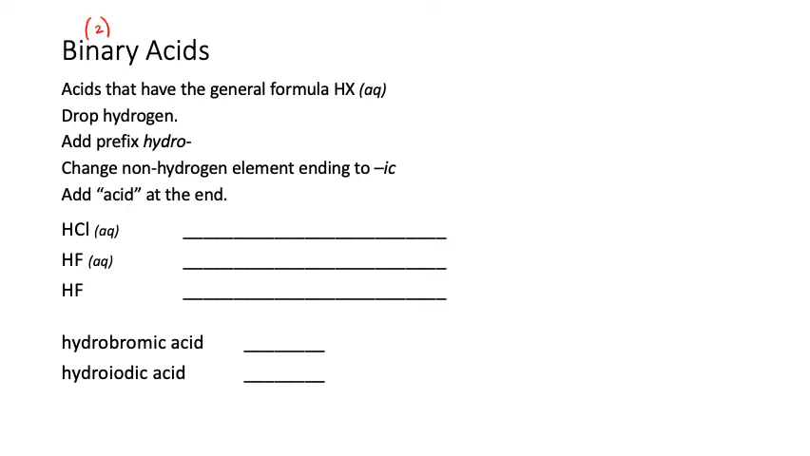So, 2 things. Binary acids typically have this formula where there's some element bonded to a hydrogen atom. Also remember, with acids, we designate what an acid is by adding this parentheses (aq), and this just means aqueous solution. So whatever this is, it's in water. For these, we're going to drop the prefix hydrogen, add the prefix hydro, change the element's ending to ic, and add acid at the end.